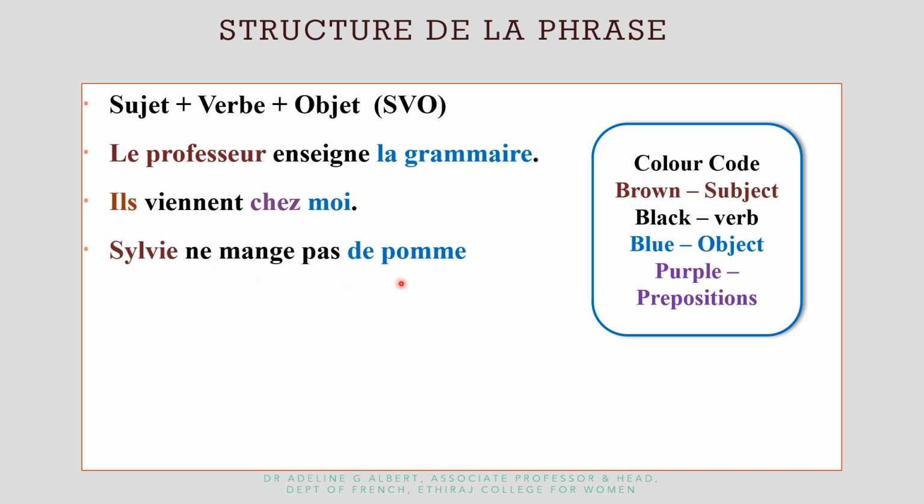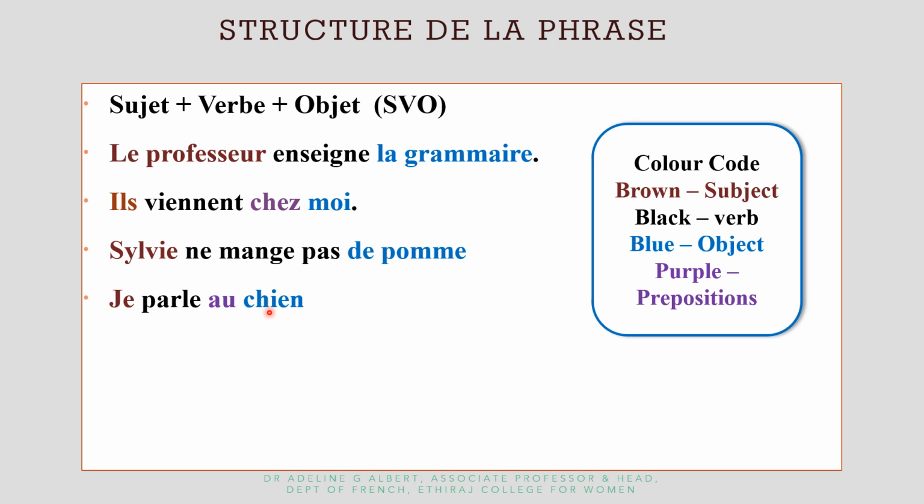Sylvie ne mange pas de pomme. Same concept, subject. Sylvie, mange is action. Pomme is your object. But here it is a negative sentence. Sylvie ne mange pas de pomme. Subject, verb, object. Je parle au chien. I'm talking to the dog. Subject, verb, object.